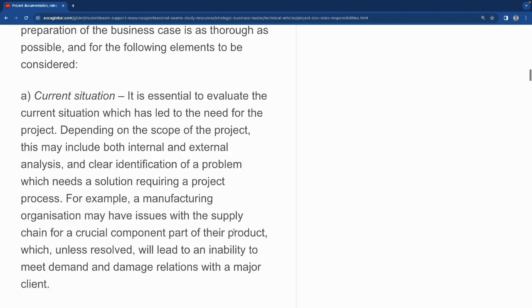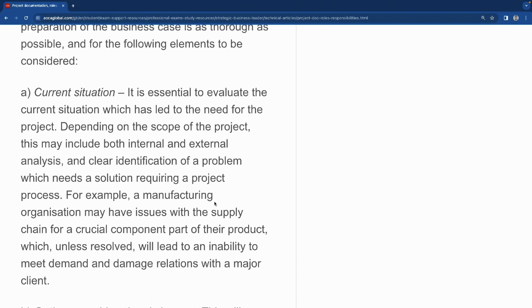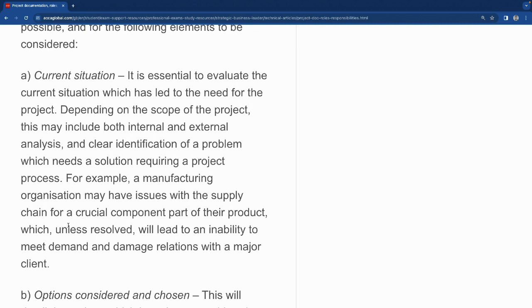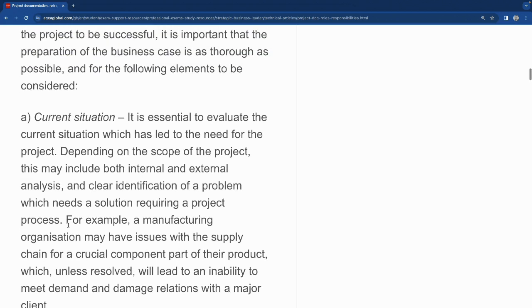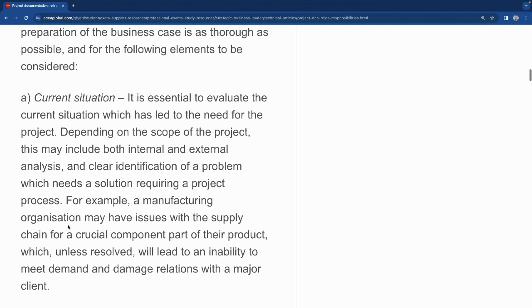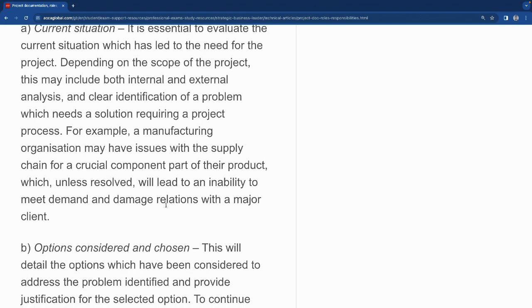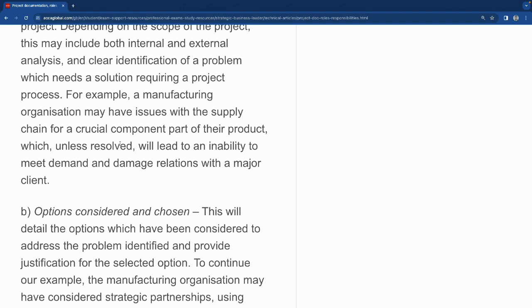Okay, so here, do remember, you must have a current situation. What is the current situation? The need for the project, the need, which I think we just talked about. Internal, external analysis. Okay, what's the internal analysis and external analysis? Well, we already put in some by looking at all the internal problems and the external trends that have come out with the other stadiums. You identify a problem which needs a solution requiring a project process. For example, you might have issues with the supply chain for crucial components. So in this case, there are issues with the stadium causing an impact to the business and also making it very hard for the fans to get a full experience.